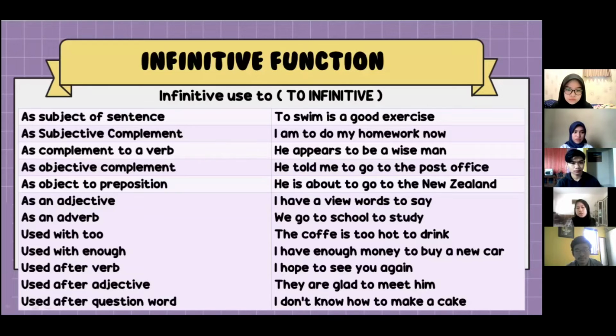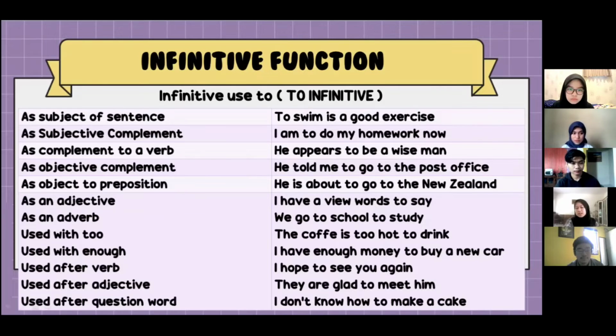As adjective preposition, example, he is about to go to New Zealand. In the sentence, about is the preposition, and then the object is to go to New Zealand. As an adjective, example, I have a few words to say. In the sentence, to say functions as an adjective. As an adverb, we go to school to study. To study in the sentence is a verb.